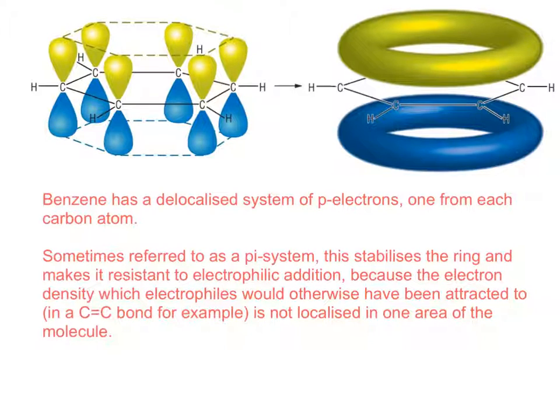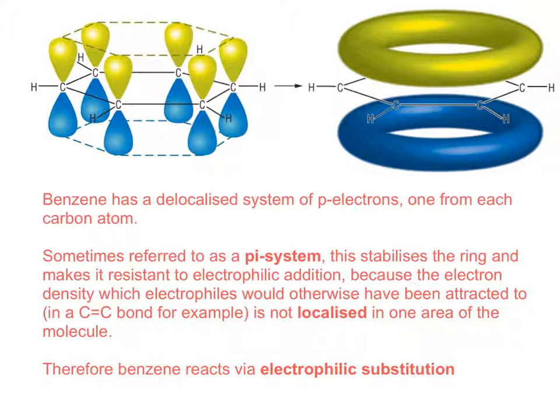Basically this stabilizes the ring, and as you know makes it resistant to electrophilic addition, because the electron density which electrophiles would otherwise be attracted to is not localized in one area of the molecule. So for this reason benzene reacts via electrophilic substitution. Now, explaining electrophilic substitution is best left to the other clips that we've done on that particular area. There are plenty of clips on it on YouTube anyway, but this is just really to remind you that benzene doesn't undergo electrophilic addition at all, because there's not enough localized electron density anywhere in the molecule for electrophiles to be attracted to.